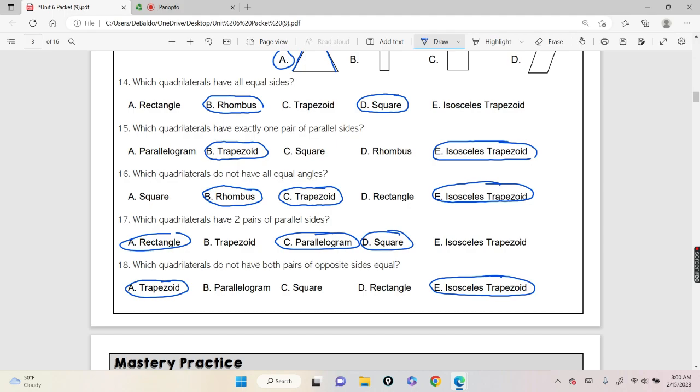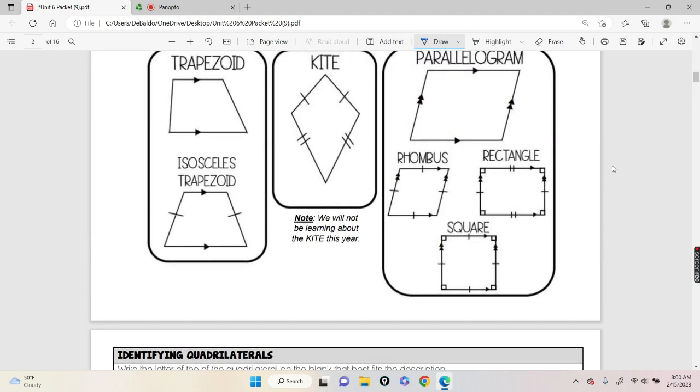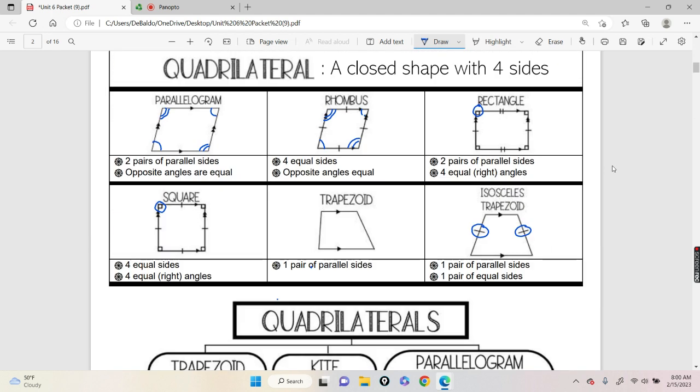All right, that brings us to the end of our lesson on naming quadrilaterals. And again, the best way to practice this concept is to review the little chart up here at the top and also study all of those characteristics that belong to each one of those quadrilaterals.